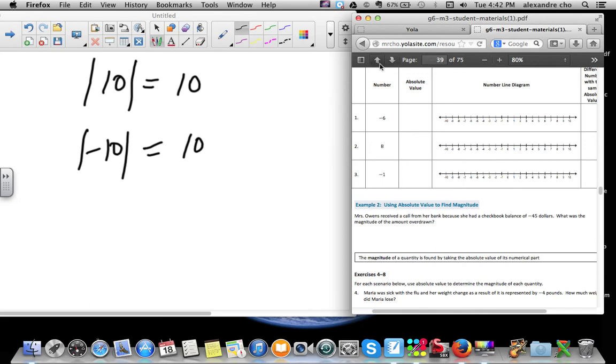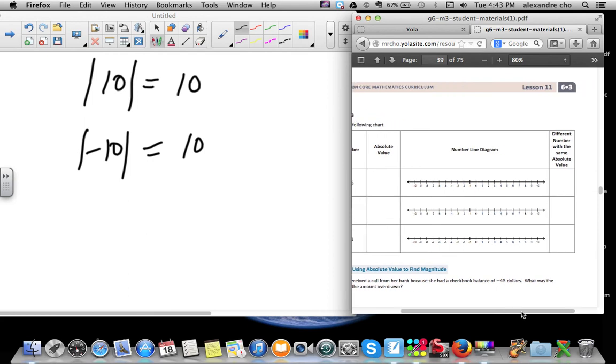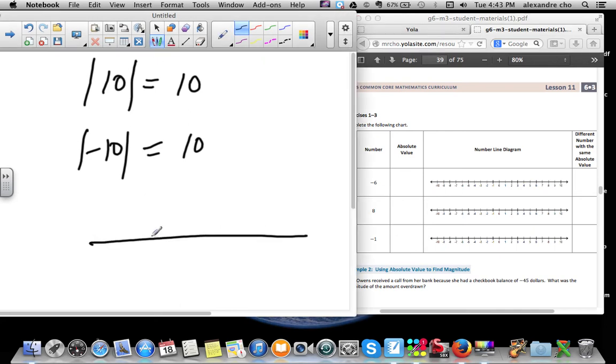39. Hang on a second. All right, so complete the chart. Number 6, negative 6. The absolute value of negative 6 is just 6. For a number line diagram, let's see what they want. Here's negative 6, here's 0, and it's 6 spaces away: 1, 2, 3, 4, 5, 6. That's what you can show. And a different number with the same absolute value. So what other number is 6 spaces away from 0? It would be this number right here, 6.